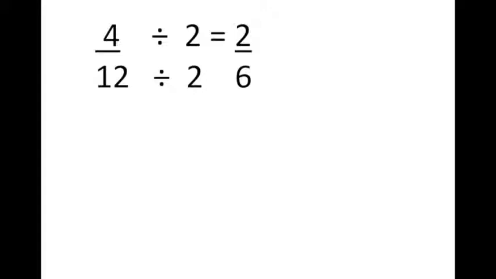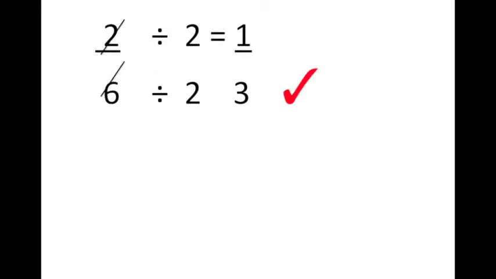Still we have two even numbers, so I know that they can be divided by 2. So let's simplify further. 2/6, and again divide the top by 2, divide the bottom by 2, and my answer is 1/3. Now I know that I can't simplify that any further. The answer is finished. 1/3.